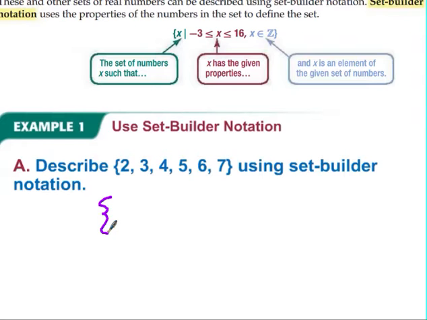And then what came next, if you remember, was an X. And then what came next is that vertical line, which means such that. And so now the question is, we have to write an expression that encompasses the numbers 2 through 7. A good way to do this is to use kind of the expression that they had up here.